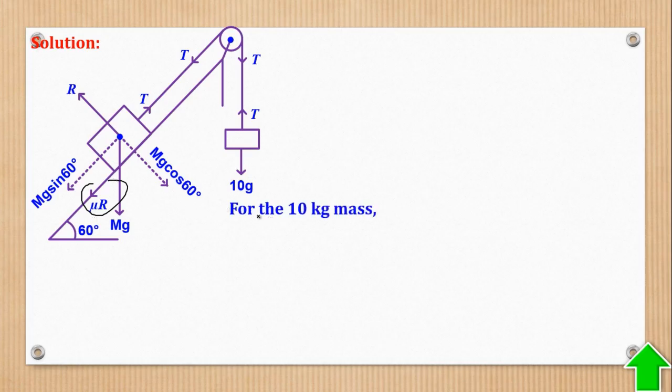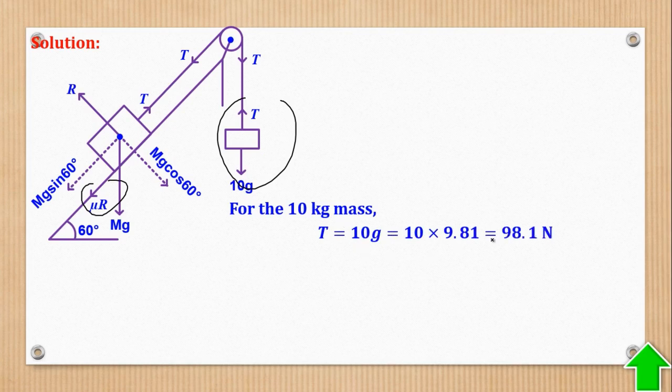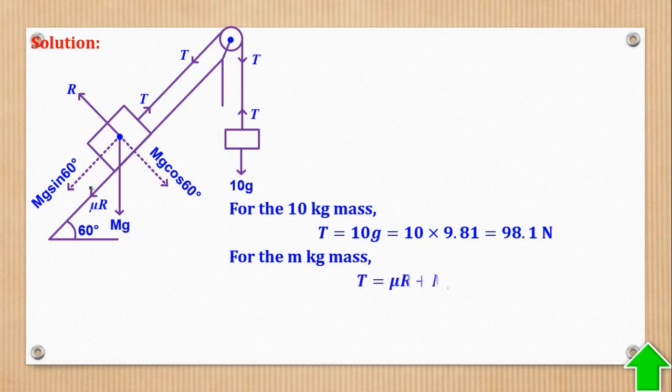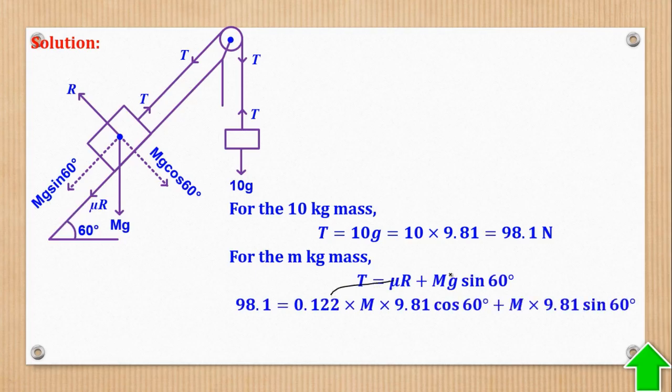So for the 10 kilogram mass, we need these forces. They are equal because it is not yet moving. So T will be equal to 10g, and T will be 98.1. For the m kilogram mass, we need these forces. So T will be equal to these two. So come and substitute. Mu is that, g is that, sin is that. Sorry, mu R.